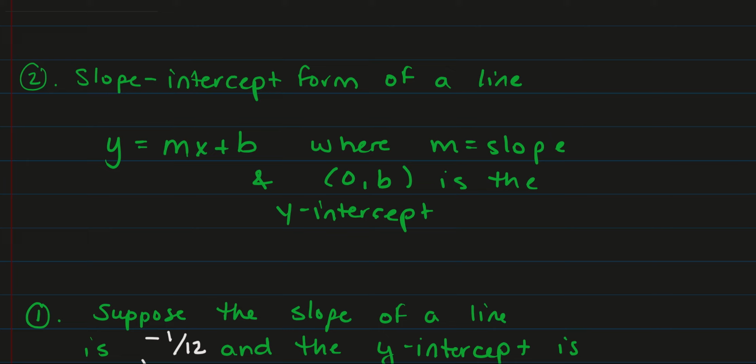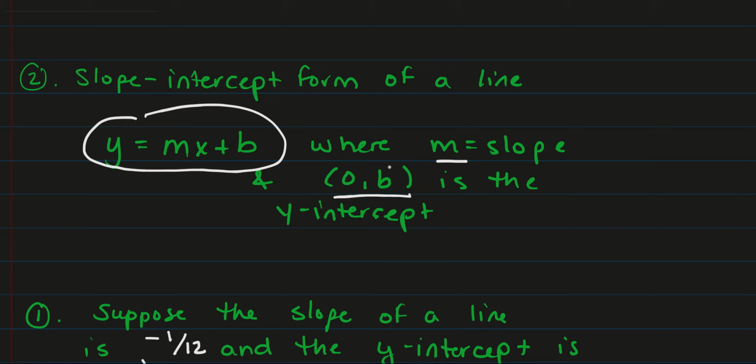Last time we were talking about the slope-intercept form of a line. We said that the slope-intercept form looks like this: y is equal to mx plus b, where m is the slope and (0, b) is the y-intercept. So we take the y-coordinate of the y-intercept and put it right here.